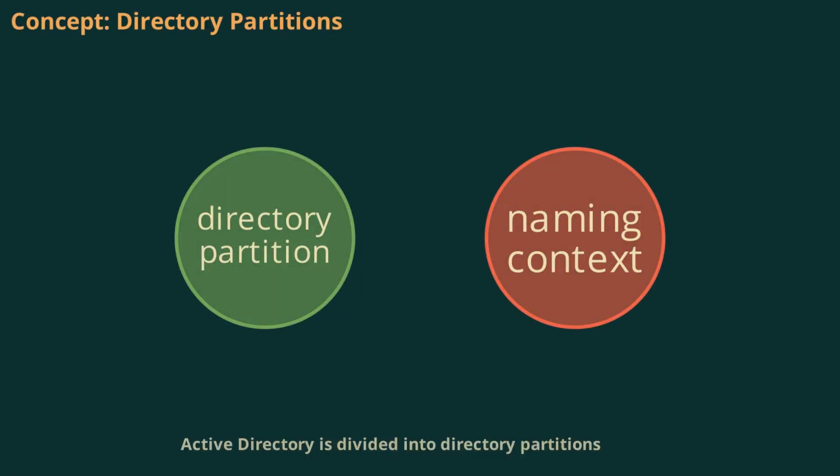Active Directory is divided into directory partitions, or naming contexts. These include the schema, configuration, domain, and application partitions. Each has its own replication scope, from forest-wide to domain-specific. Understanding these boundaries is crucial for effective replication management.